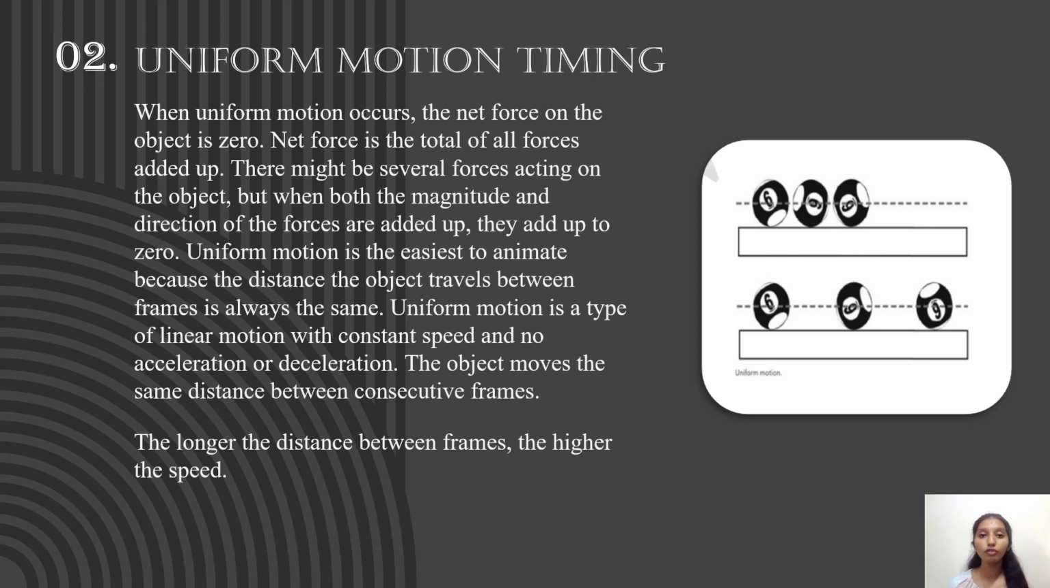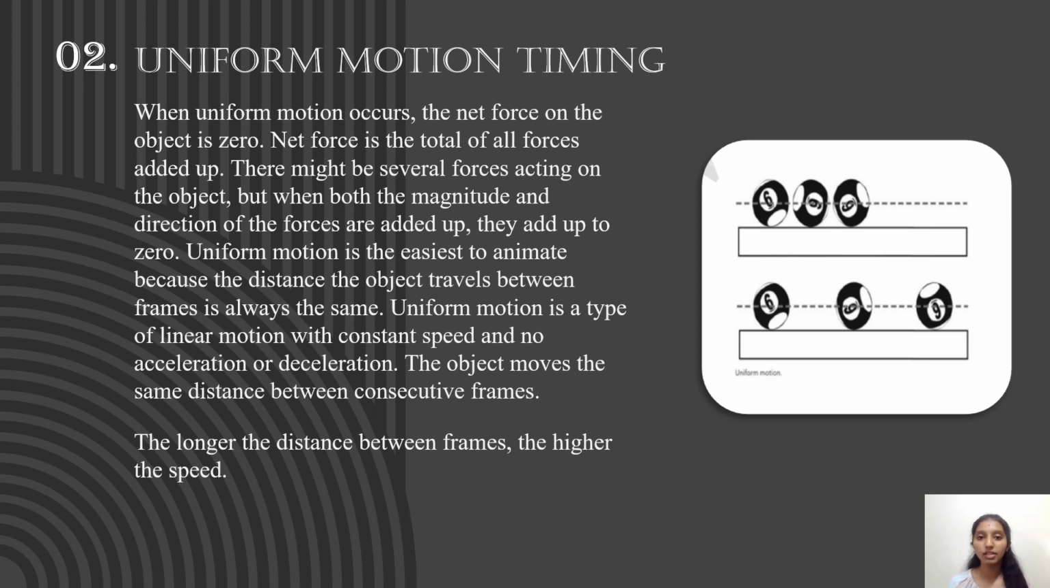Second is uniform motion timing. When uniform motion occurs, the net force on the object is zero. Net force is the total of all the forces added up. There might be several forces acting on the object, but when both the magnitude and direction of the forces are added up, they add up to zero.